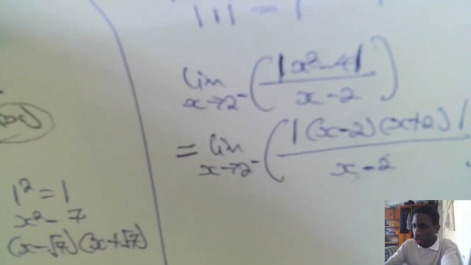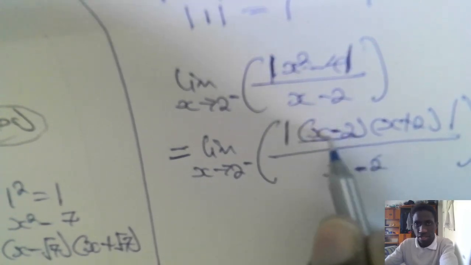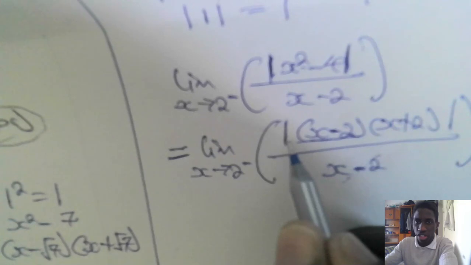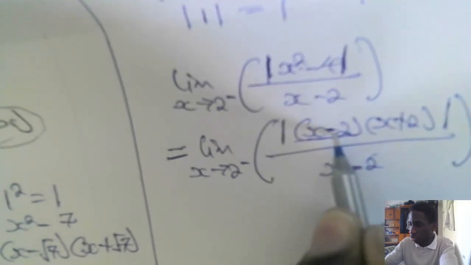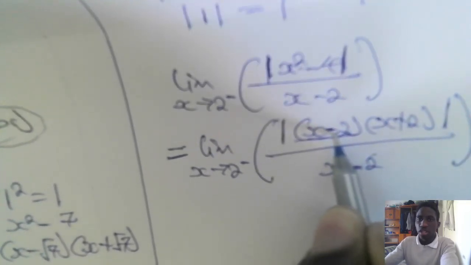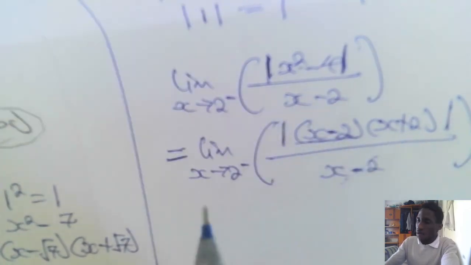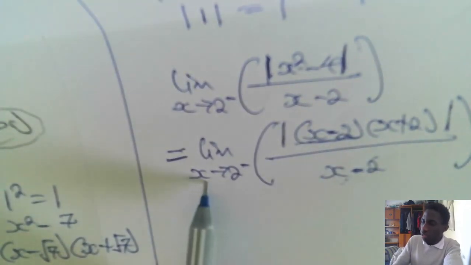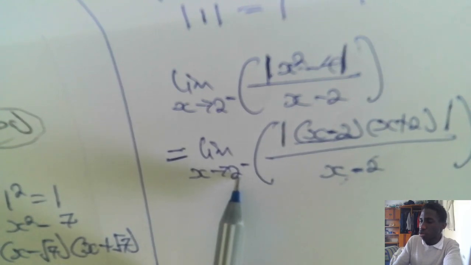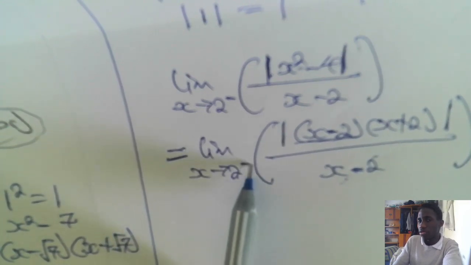So what we do is that we consider the absolute value. We have the absolute value of this. After that, we look at how we approach 2. We approach 2 from the left.